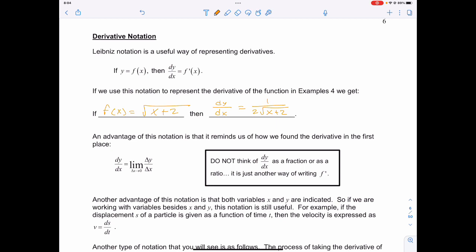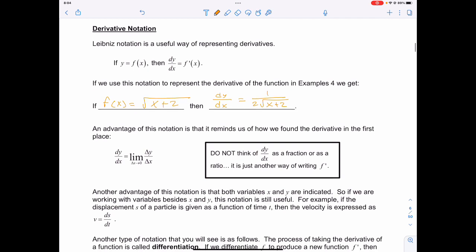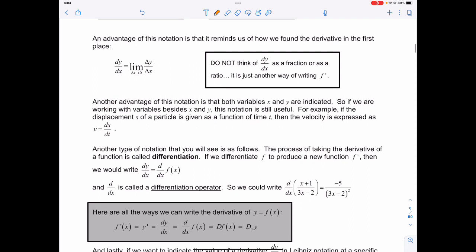An advantage of this notation is that it reminds us of how we found the derivative in the first place. Dy over dx is equal to the limit of the change in y over the change in x. Now remember, this is not a ratio and it is not a fraction. It is just another way of stating what f prime represents. Another advantage of this notation is that both variables x and y are indicated. So if we're working with variables besides x and y, this notation is still useful.